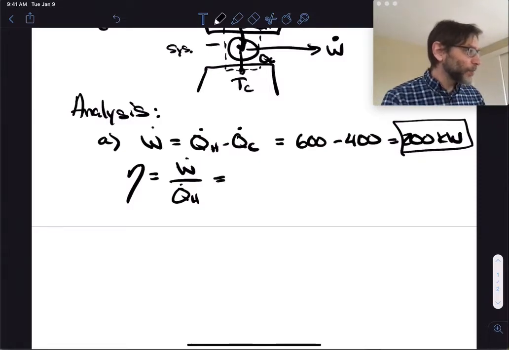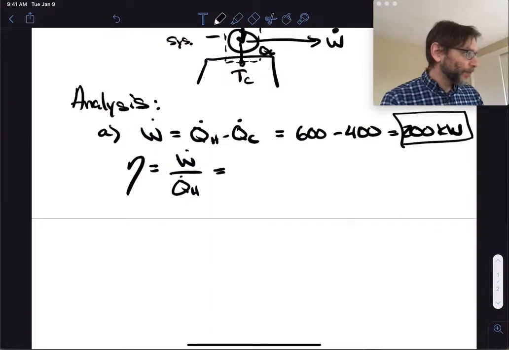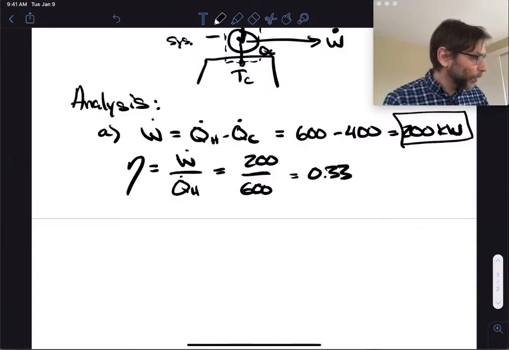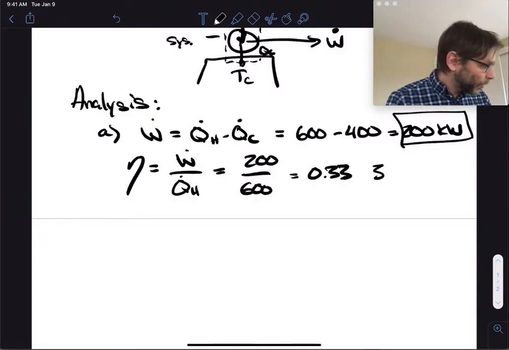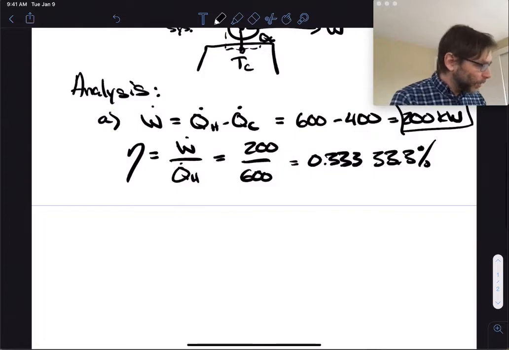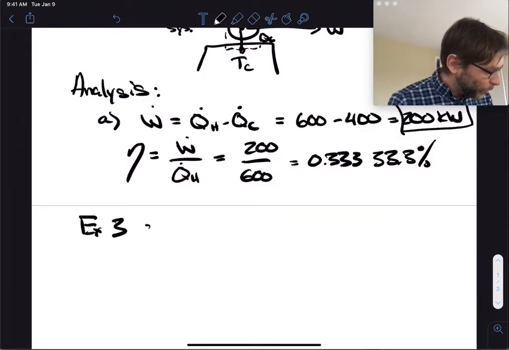So this is equal to 200 divided by 600, equal to 0.33, so we have 33%. Now, let's see. If we're going to determine, so this is example 3 continued.